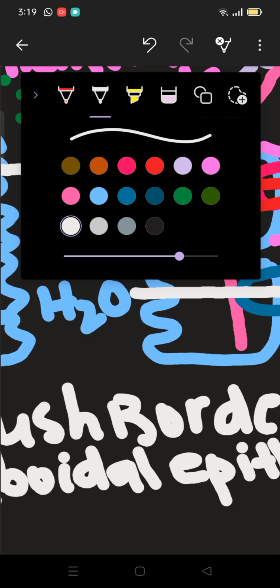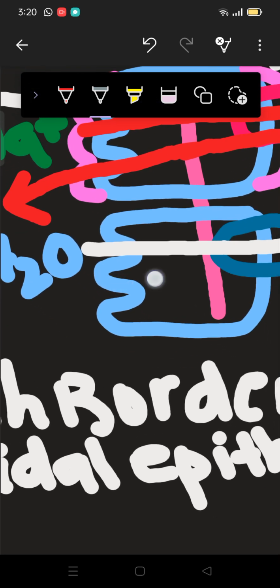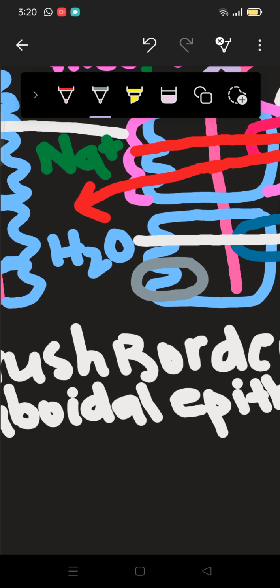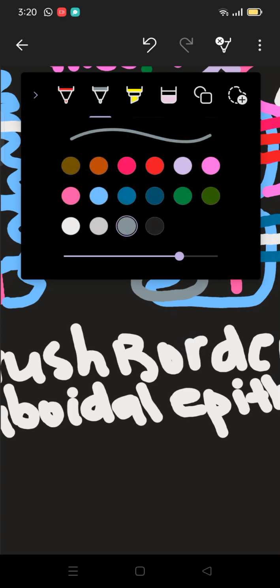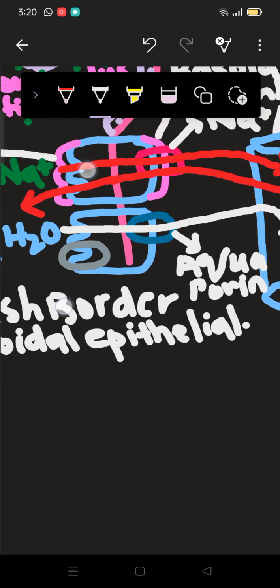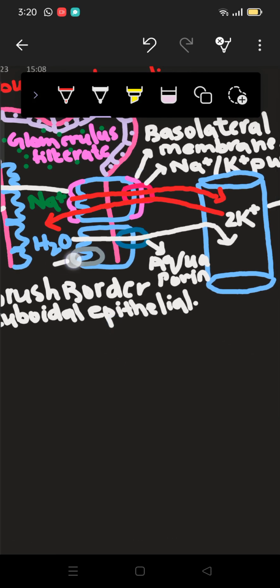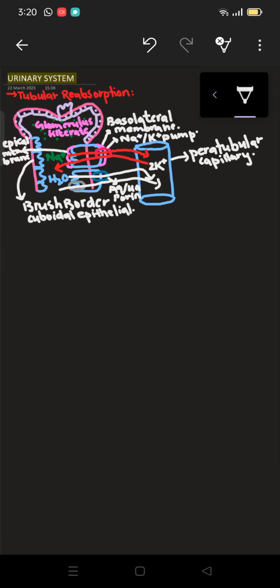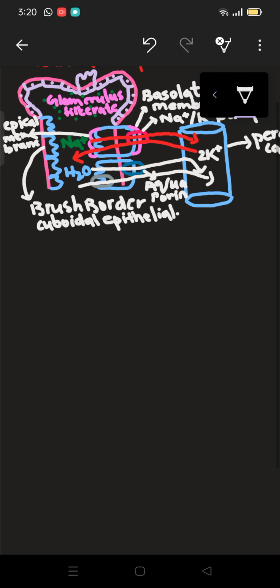So I am going to make this with, which color should I use? Alright, this color is fine. So here we have the co-transporter from where sodium ions plus glucose would be going to the peritubular capillaries and it would be absorbed. And these are brush border cuboidal epithelial cells, I have already written.